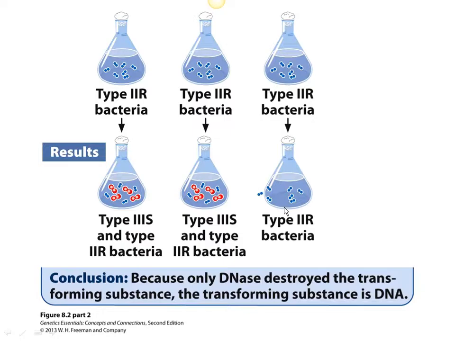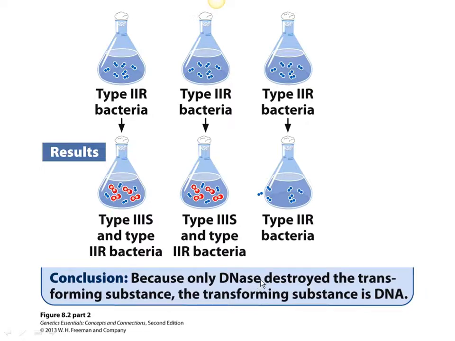But when they looked at that flask, none of the cells transformed into type S. So removing the DNA removes the ability of the cells to be transformed. So because only DNase destroyed the transforming substance, then it means that the transforming substance must be the DNA. So that's a classic experiment in 1944.